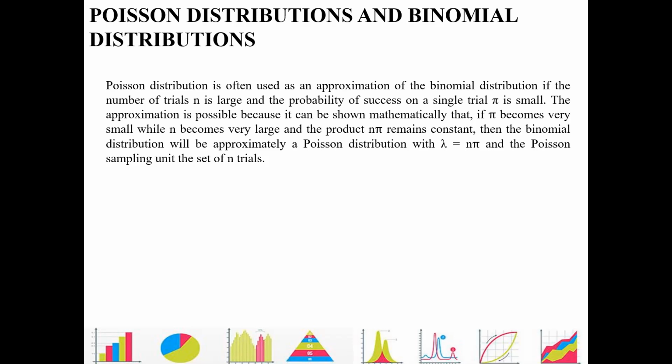So, ito yung kanyang assumption. Kapag daw yung pi natin becomes very, very small, so halimbawa 0.00 something, and then yung n natin is naman very large number, so yung n pi natin magiging constant lang yung value nun. Then, yon ay hindi napapasok sa binomial distribution. It would be computed in the Poisson distribution rather with lambda is equals to n pi. And the Poisson sampling units, the set of n trials.